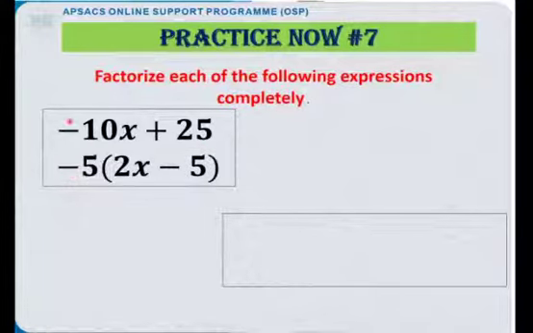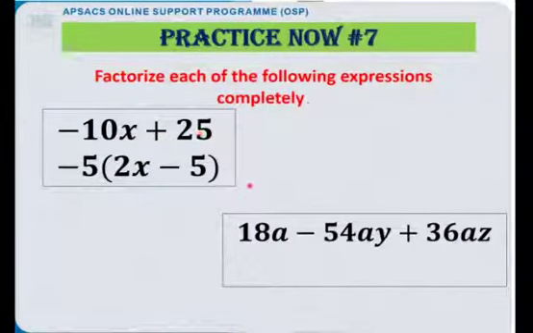See, minus I took common, and 5. These both come in the table of 5. 5 2s are 10, so minus 10x, and minus minus plus, 5 5s are 25. Clear? Another example, 18a minus 54ay plus 36az.